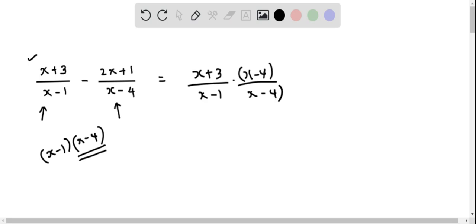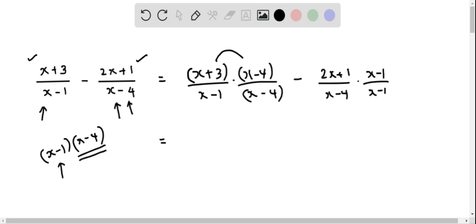We then put minus, and for the second rational expression, since the denominator is already x minus 4, we will have to multiply and divide by this expression x minus 1. So let's do that. That is (2x plus 1) divided by (x minus 4) times (x minus 1) divided by (x minus 1). Now let's simplify this.